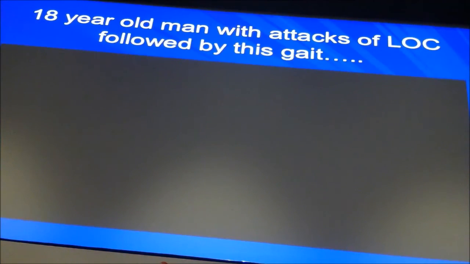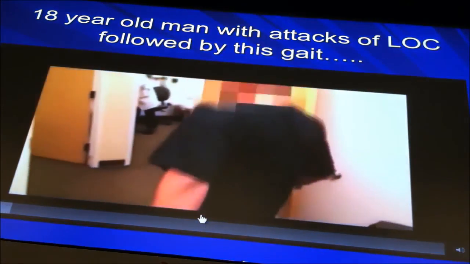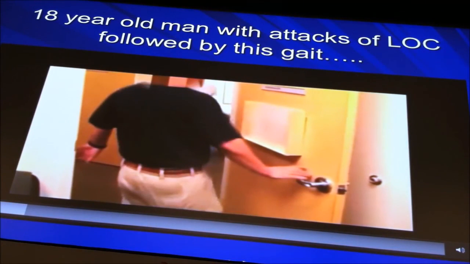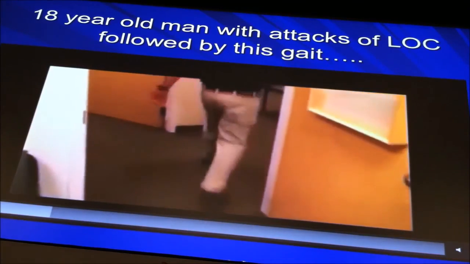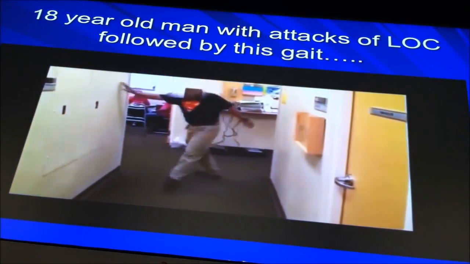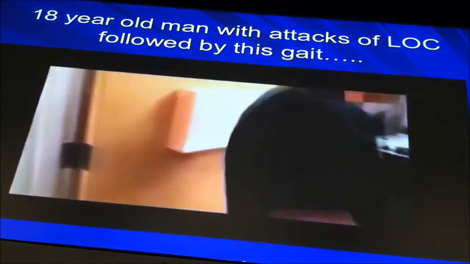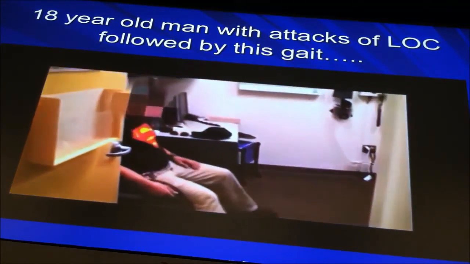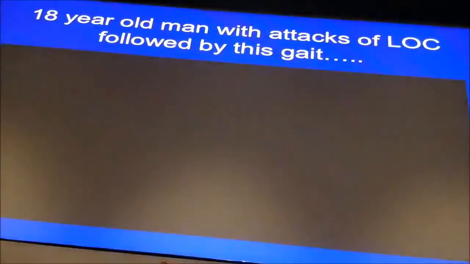Now, an 18-year-old man with attacks of loss of consciousness as per his mother, followed by this abnormal gait. This patient demonstrates several features of the psychogenic gait. The first thing to note: don't believe the guy. So you see this guy? He's doing all kinds of movement, side to side, up and down, front to back, head shaking. He's like a pretty dancer, but of course he's not.